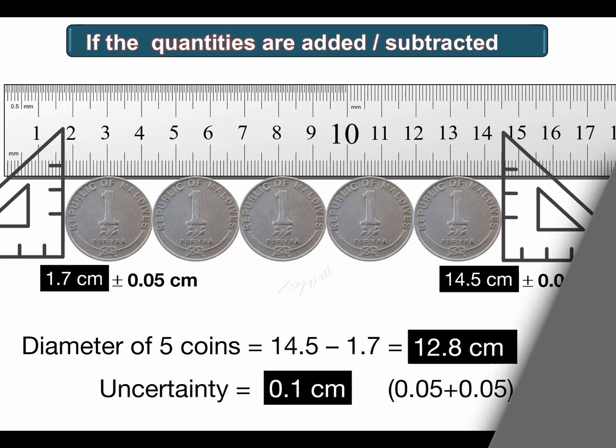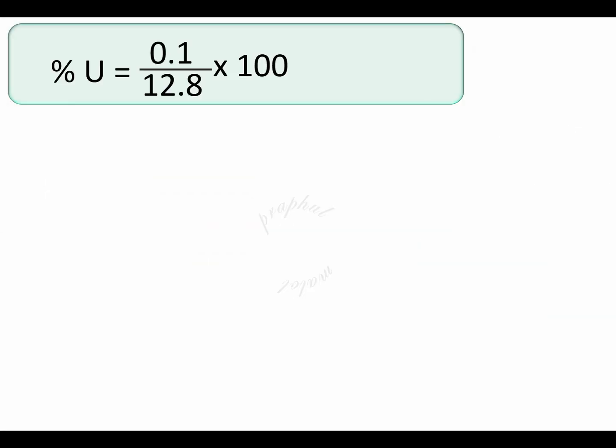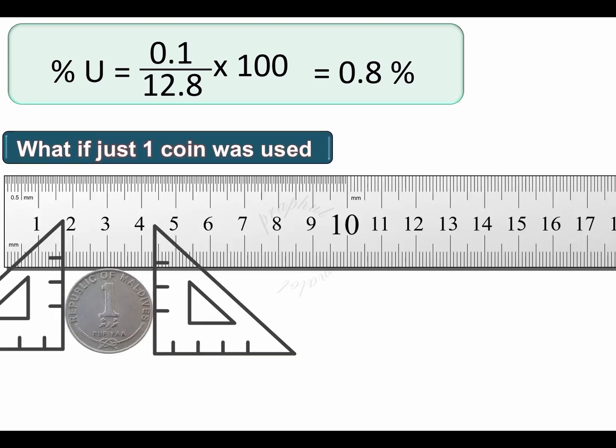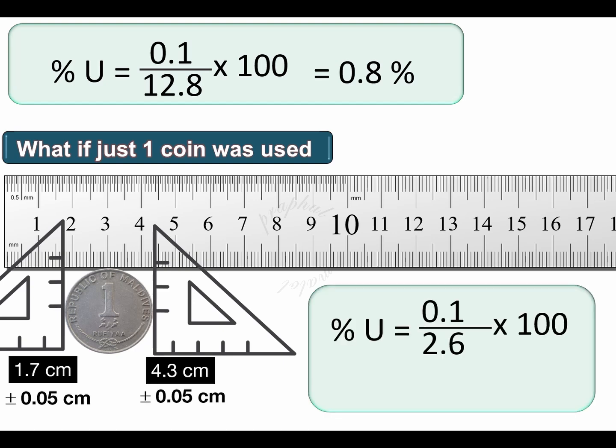Now let's calculate the percentage uncertainty in this answer. The total uncertainty is 0.1 centimeters when you got the value 12.8. So the percentage uncertainty is 0.1 divided by 12.8, then multiplied by 100. The answer is 0.8%. What if you measured just one coin diameter directly? Then how much error will be there? Here also there are two measurements. I am subtracting both measurements to get the diameter, that is 2.6 centimeters. The uncertainty is still 0.1 centimeters. If you calculate the percentage uncertainty, you will see the answer is 4%. This means when you used 5 coins instead of 1, the error decreased about 5 times. This is the advantage of making the measurement big.